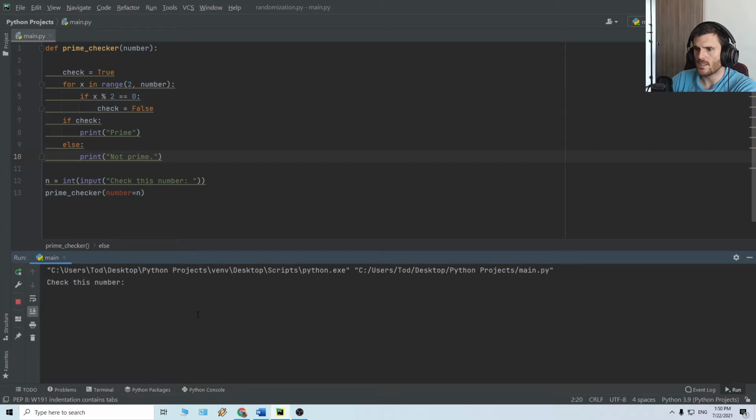See, 3 is a prime number. Equals 0. So for x in range from 2 and the input, if that number is divisible by 2 and the remainder is 0, it is not a prime.